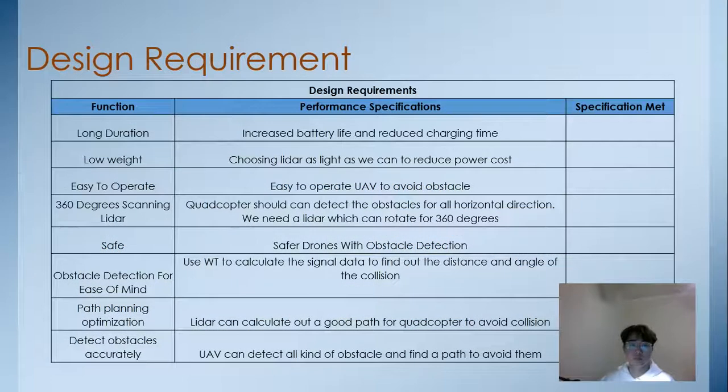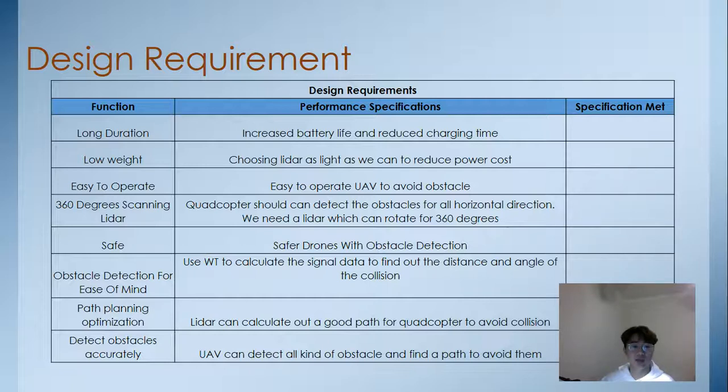This part is about design requirements. Our design has 8 main functions. The first one is long duration. We are going to increase battery life and reduce charging time. The second one is low weight. We will choose parts as light as we can to reduce power cost. The third one is easy to operate. That means we can easily operate the UAV to avoid obstacles.